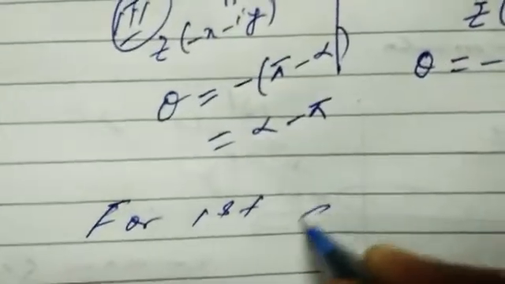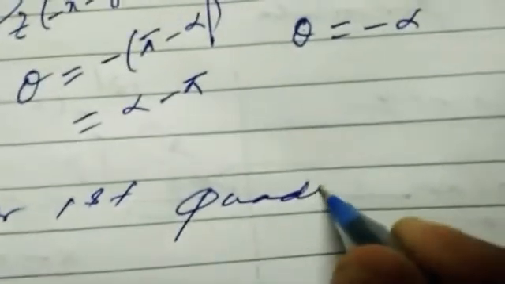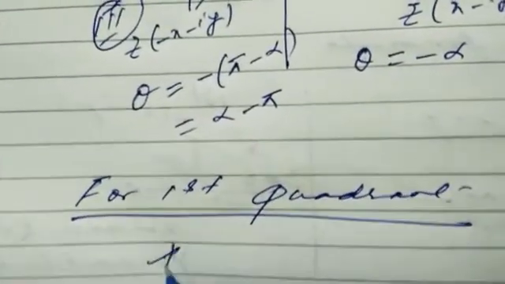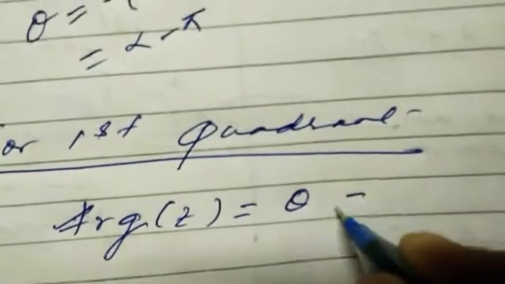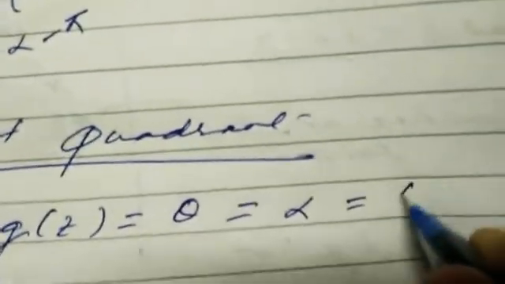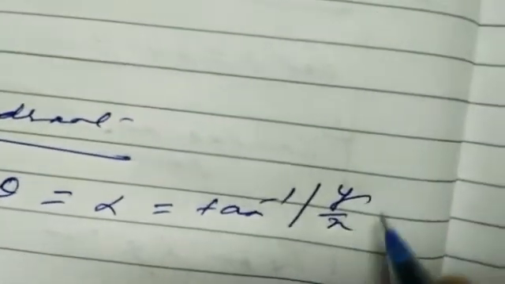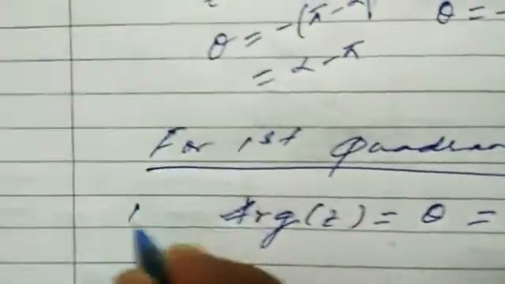For the first quadrant, what will it be? The argument, in short arg of z, we represent it as theta, and that we have said is alpha, which is nothing but tan inverse mod y by x. This is the first one.